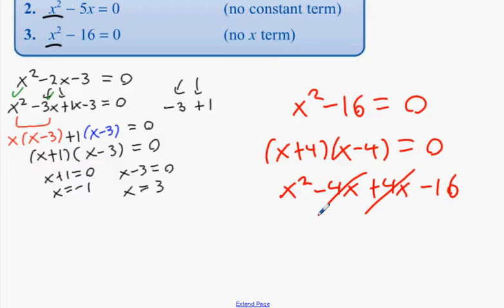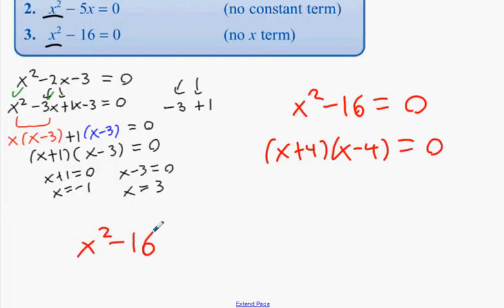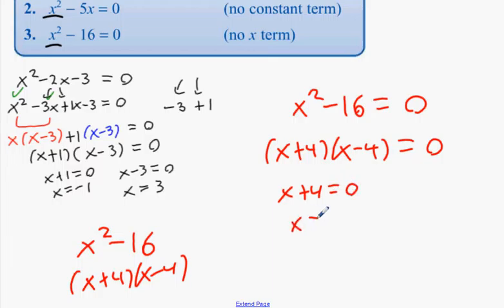Yes, Bill? Why couldn't you just bring the 16 over and say x is equal to 4? I'll do that in a second. Bill, in the exam, you could be asked to factorise x squared minus 16. Just factorise. No, solve. So you still have to know that it's x plus 4 and x minus 4. Alright, so you still need to know this method. Now, what you're saying is still correct though. Just let me finish off this first, okay? So I'm going to say x plus 4 equals 0, x minus 4 equals 0, x equals.